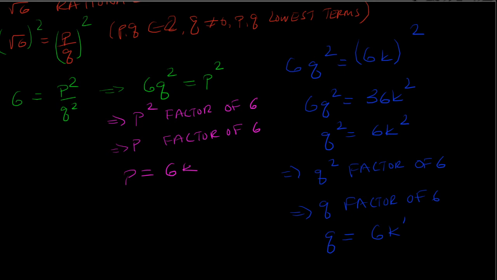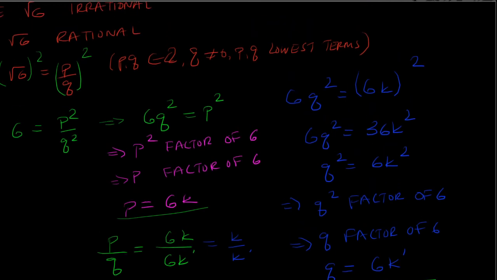So this is what we have. We have p is a multiple of 6, q is a multiple of 6. If I look at my fraction now, I would write it like this. And notice they're not in lowest terms, right? Because I can divide both by 6. So it contradicts the assumption that my fraction is in lowest terms. So I get a contradiction, and my assumption is incorrect.